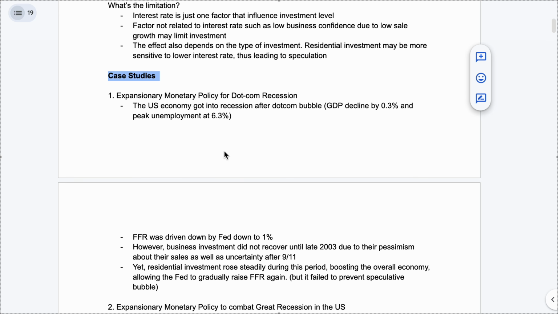Okay, let's look at case studies, right? I have a lot of good case studies here. So let's look at expansionary monetary policy, which was taken to combat the dot-com recession. Okay, so let's start with the context.